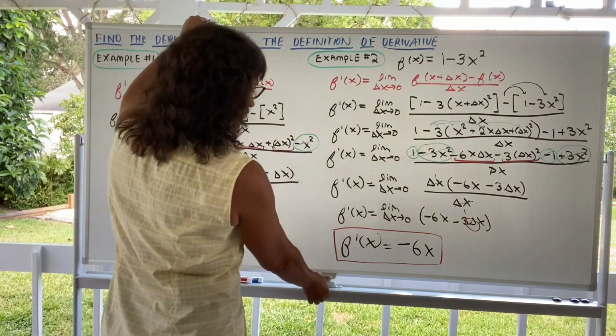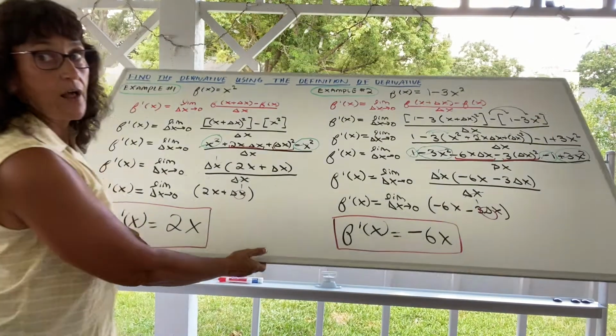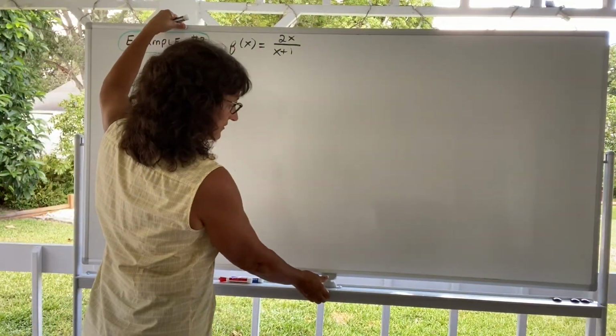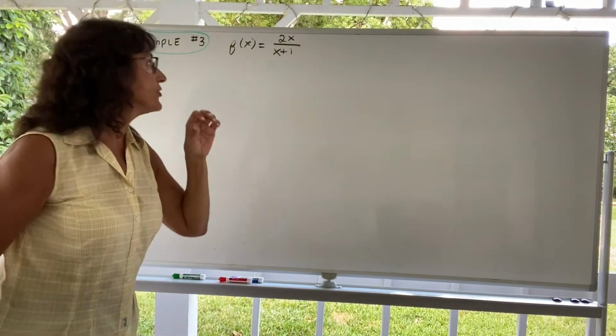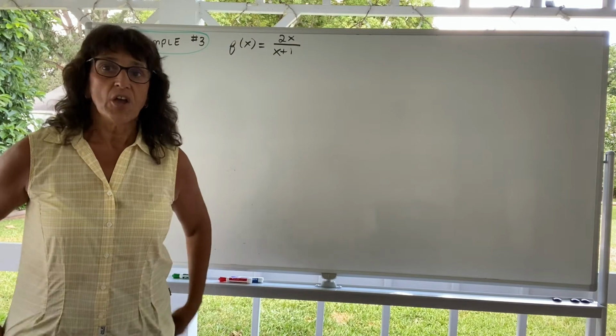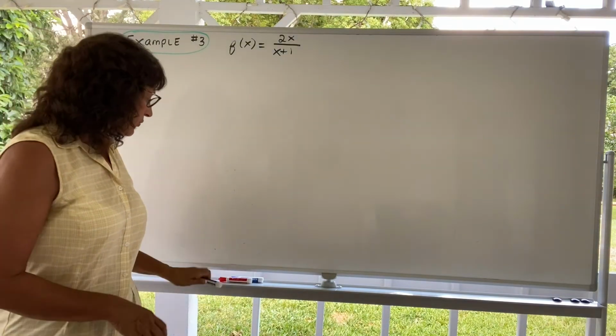So let's take a look at a rational function, and it's over here on the backboard. So let's flip this board around, and let's look at this example. All right, last example, number 3. The function here is 2x over x plus 1, and what do we want to do here?